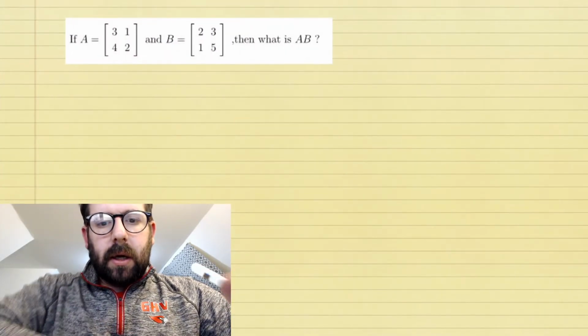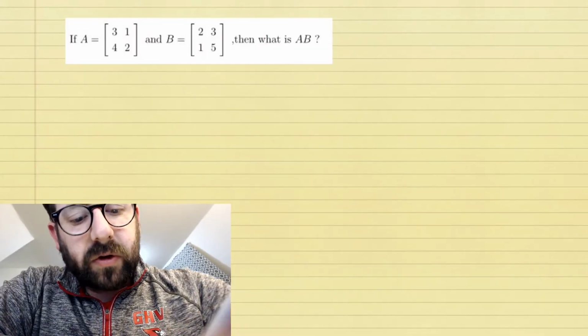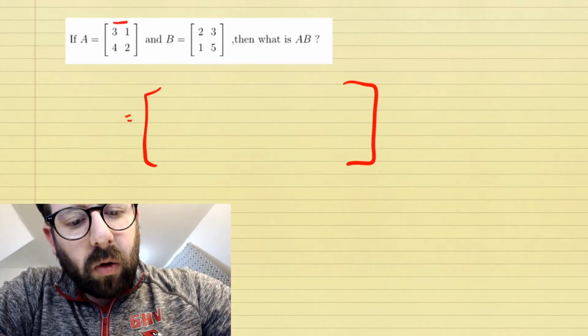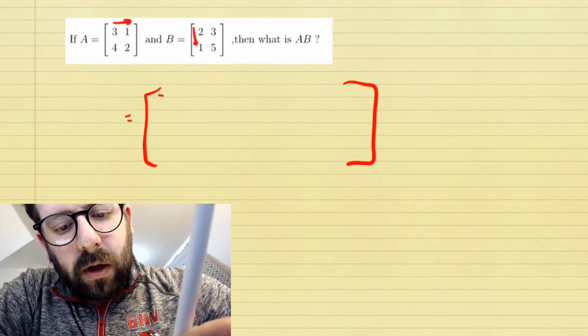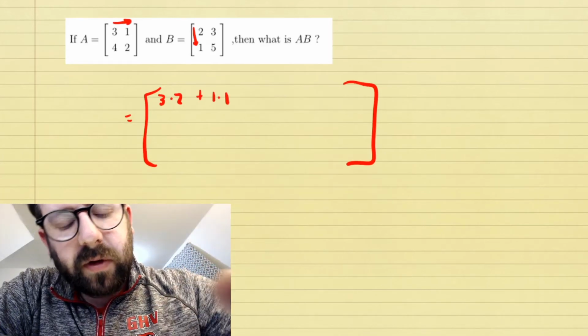All right. A times B. These matrices are written in the correct order, so I don't have to focus too hard on rewriting them. It's going to be a 2 by 2 matrix in the long run. Row times column, so 3 times the 2 plus the 1 times the 1. So there's the upper left corner.